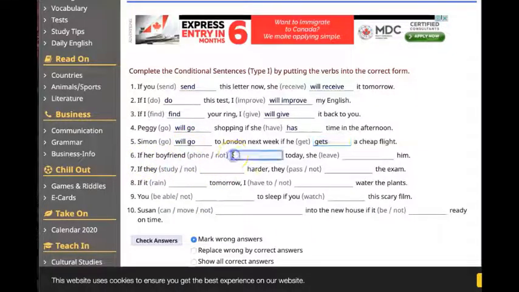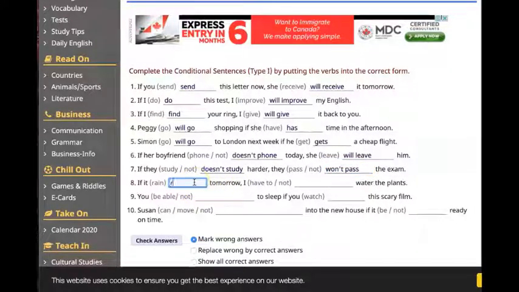6. If her boyfriend is negative, if her boyfriend doesn't, what? Phone is exactly like call. Doesn't phone today, she will leave him. 7. If they, now we are starting with if, again negative, doesn't study harder, they won't pass the exam. The negative of will is won't.